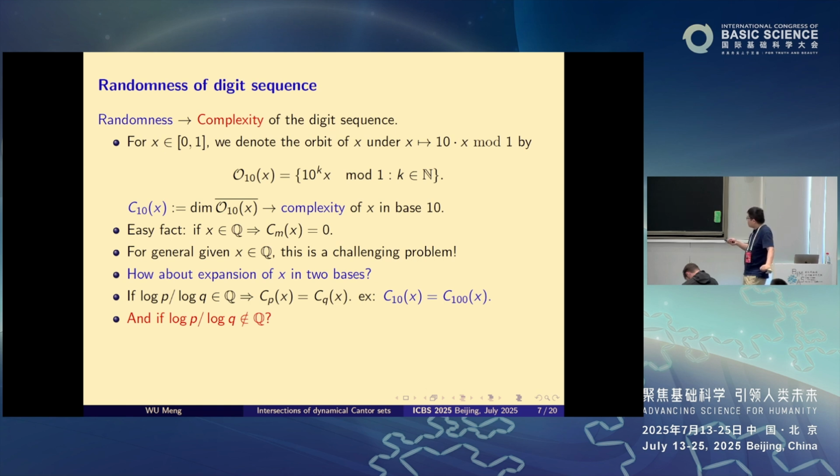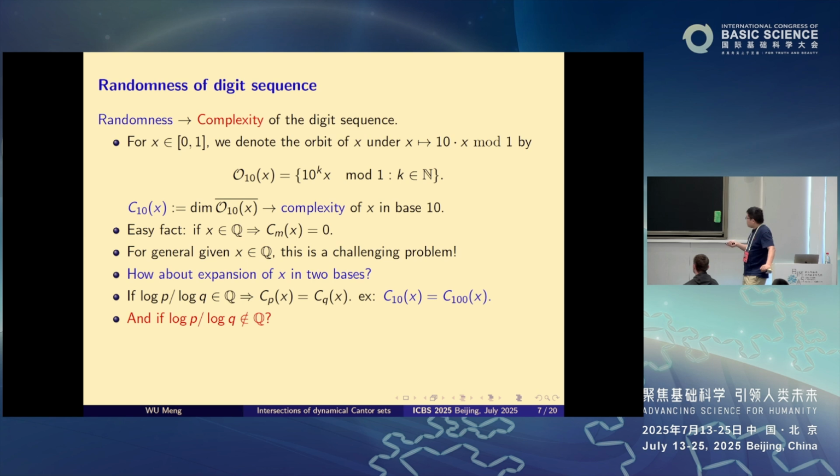One situation is when log p over log q is a rational number. In this case, p and q are called dependent. Like when p is equal to 10 and q is equal to 100, then it's not hard to show that the complexity is the same. So the more interesting case is when p and q are independent.